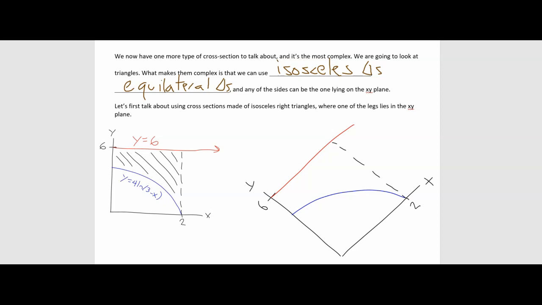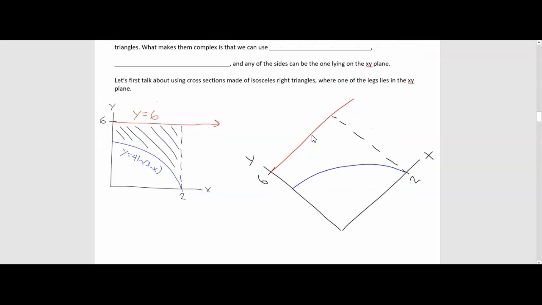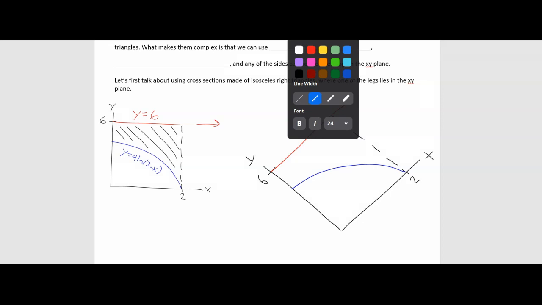The first example we're going to do is actually the easiest. It's when we're using isosceles right triangles, where one of the legs lies in the xy plane. So let's take a look at that one before we get into some more difficult examples. You'll notice we're using the same function from the previous lesson, as well as the first part of this one.